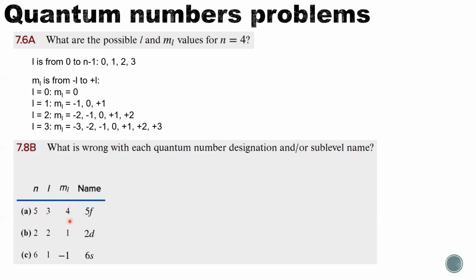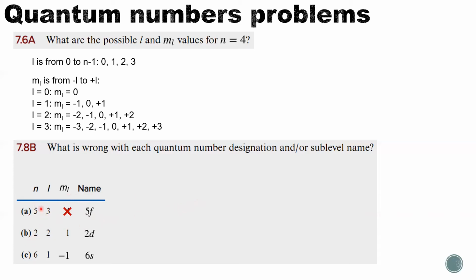And mL is -L to +L. So it can be -3 to 3. Now it gives you 4. So that's not good. That's wrong. For the name of the subshell, when we're counting L, we're counting from 0, right? 0 to 3, so it's the fourth one. And when we count the sublayer, it's s, p, d, f, so it's 5F, that's correct. 5 corresponds to the principal quantum number. So for A, only mL is wrong.